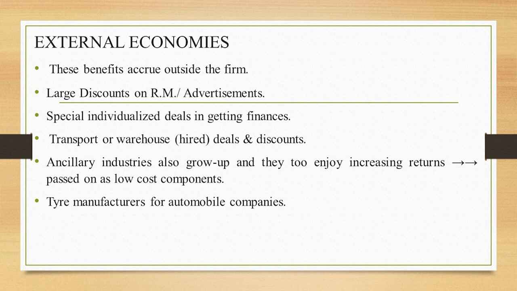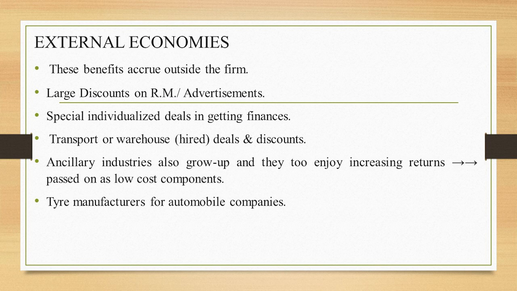So on one hand, we have the internal economies, and on the other, we have the external economies. And these benefits arise outside the firm. Large discounts on raw material and advertisements can be had. Special individualized deals in getting finances are there. Transport or warehouse deals and discounts are there. Ancillary industries also develop along with the mother industry, and these ancillary industries produce the input components for the bigger firm, and these are available at a lesser cost, and as a result, the overall cost structure of the company concerned is rationalized and cost reduces.